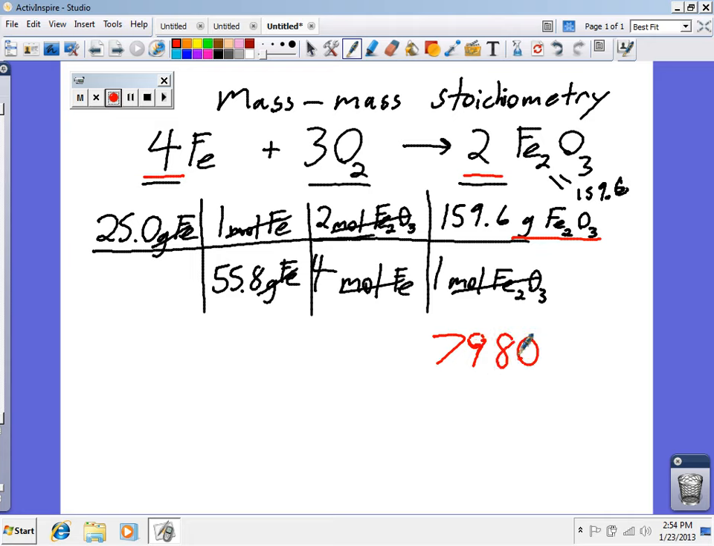7,980 divided by everything on the bottom, 55.8 times 4, which gives us 223.2.